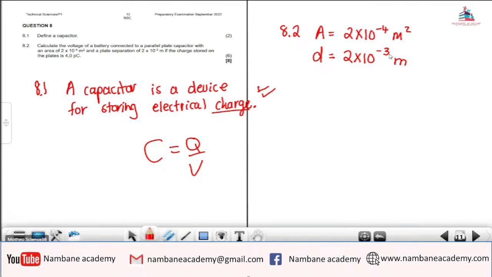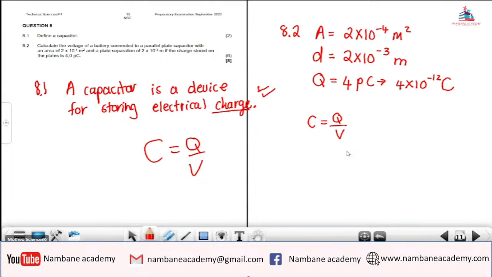If the charge stored on the plates is Q. I don't know why people are confusing C and C here of capacitance. Charge is Q. It is 4 picocoulomb. Pico, you must convert. 4 times 10 to the power negative 12 coulomb. Capacitance is C, but charge is coulomb. Do not confuse them. Now, what are we doing? We are going to substitute using our formula.